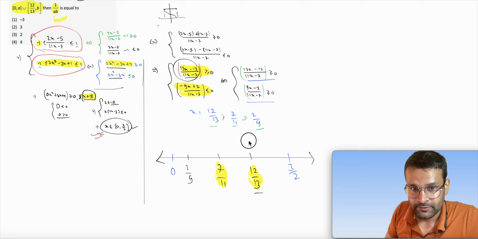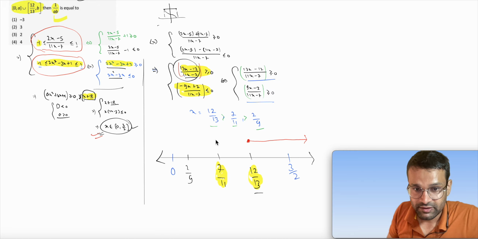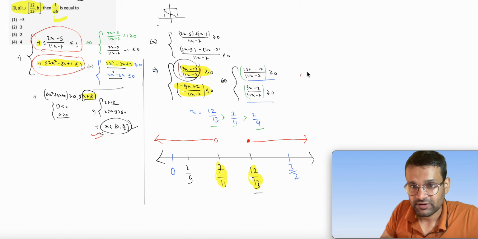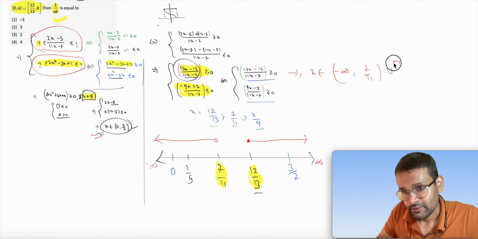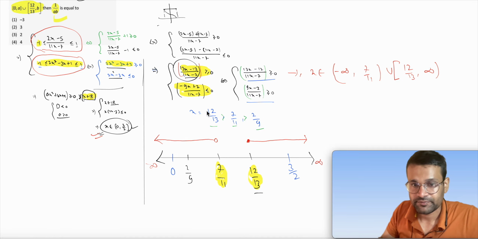So here it is closed, because the greater than or equal to sign is involved, and we take this. And 7 by 11 was in the denominator, so we keep it open here, and this is positive. The value of this is x belongs to minus infinity to 7 by 11, union closed interval 12 by 13 to plus infinity.